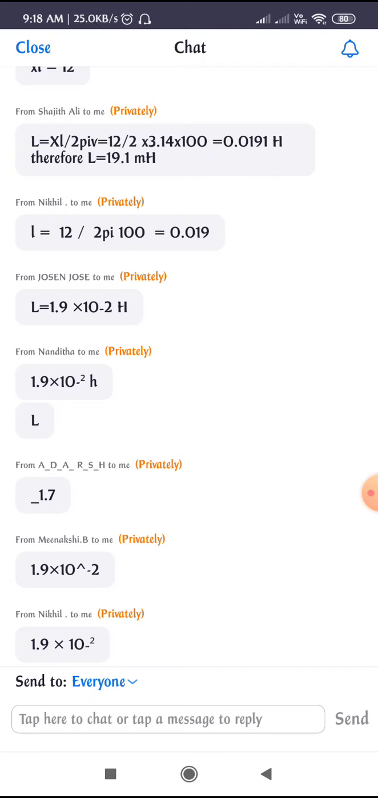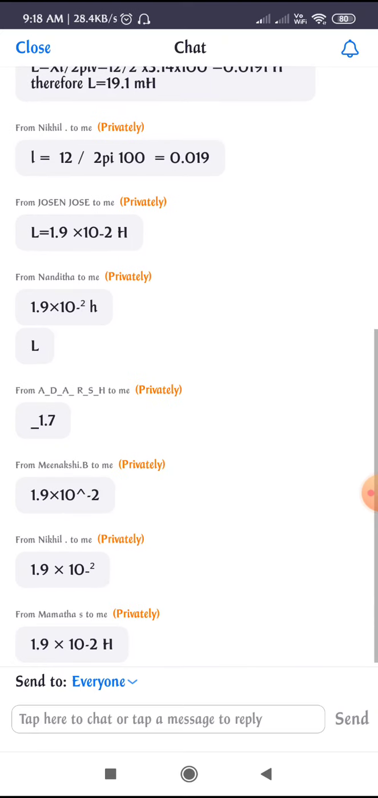Okay, fine. Sorry, it's correct. Okay, Josen, your answer is correct. Again Nandita, Meenakshi, Nikhil, correct answer. So you're going to get 19 millihenry. It's 1.9 into 10 power minus 2. Yeah, Mamta, correct. Others, check out the answer.